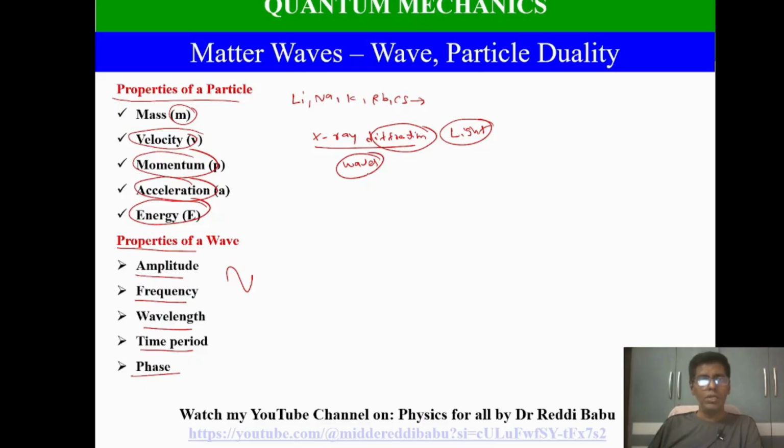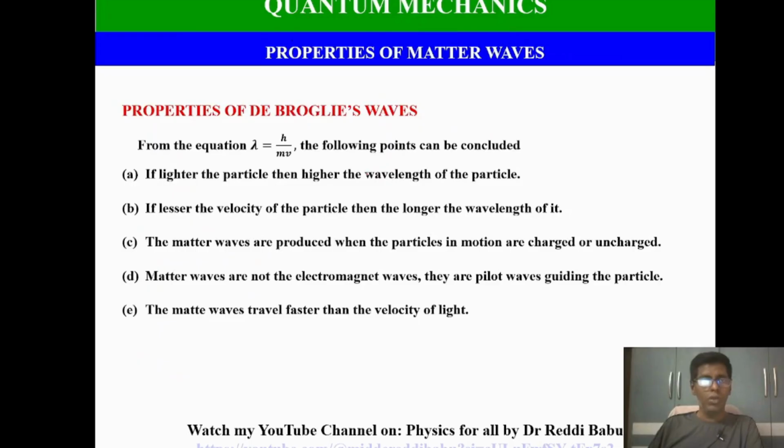Okay. Now after this dual nature of matter wave, next we have to discuss the properties of de Broglie waves, or the properties of matter waves. Now already we know from the equation lambda is equal to h divided by mv, the following points can be concluded. In the equation lambda is equal to h by mv, h is Planck's constant, m is the mass of the particle moving like a wave according to de Broglie's theory, and v is the velocity of the particle moving like a wave.